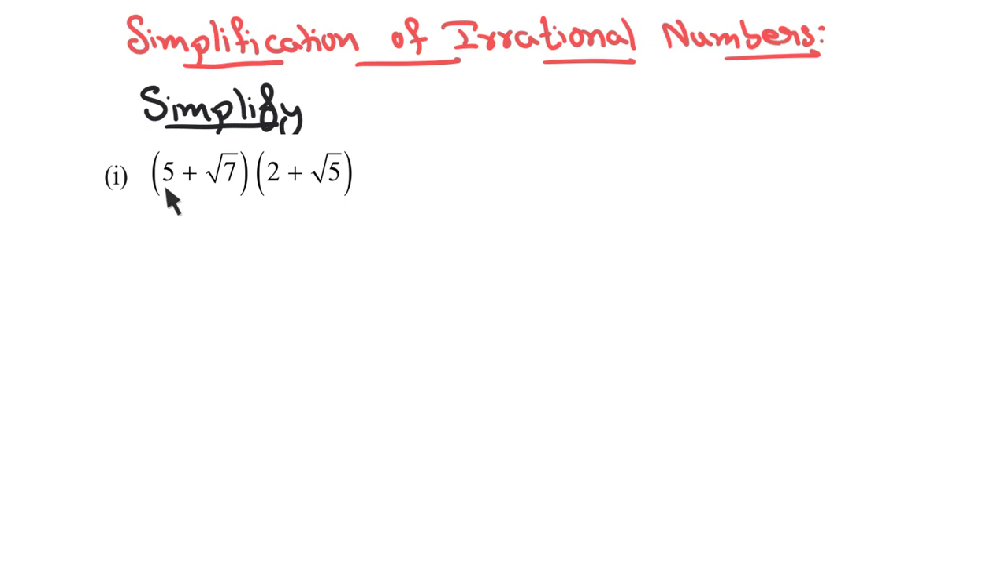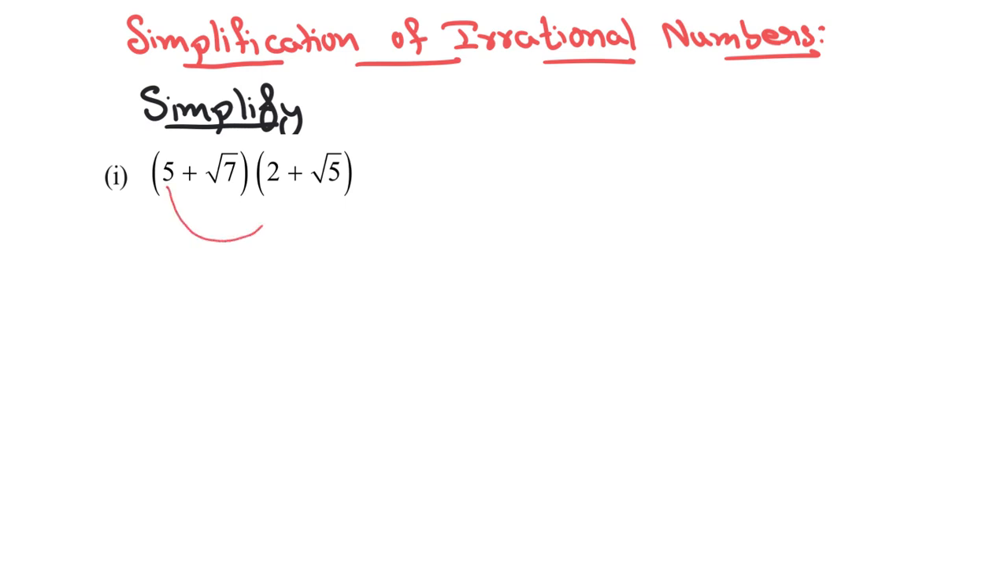Simplify (5 plus root 7) times (2 plus root 5). Now, how do we open these brackets? This is one irrational number. This is another irrational number. We need to multiply both of them, and they both are in parentheses. Now, the method is, take each number from the first bracket and multiply with every single number in the second bracket. Now let us see how we do that.